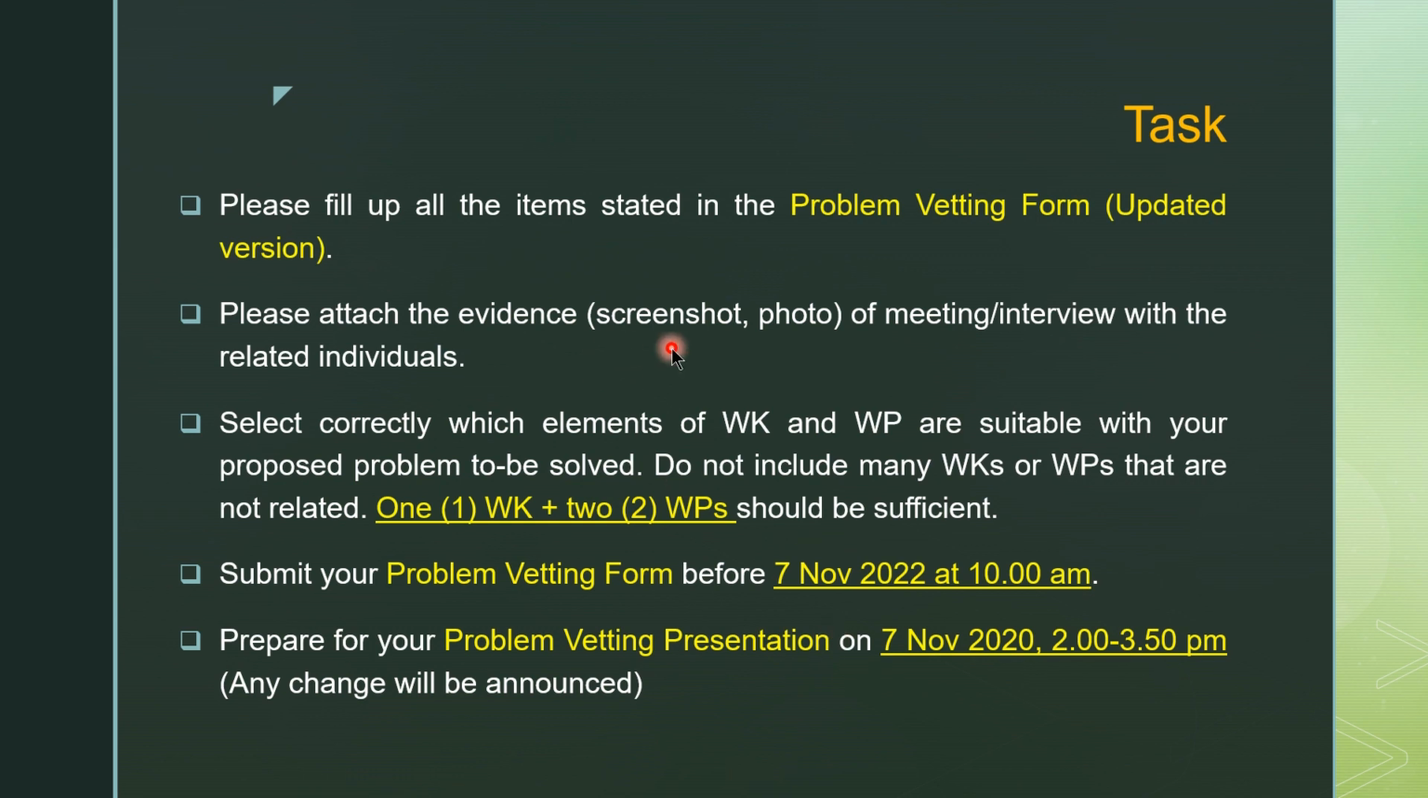Please attach them together during your presentation, because you also need to submit your probability form before 7 November at 10 a.m., the same day. At that time you attach your screenshots, photos, Google Meet screenshots and so on, or if you go face to face, take some pictures as proof.